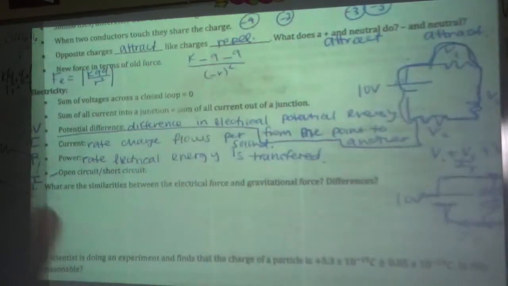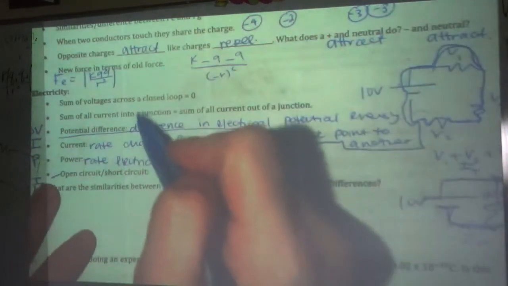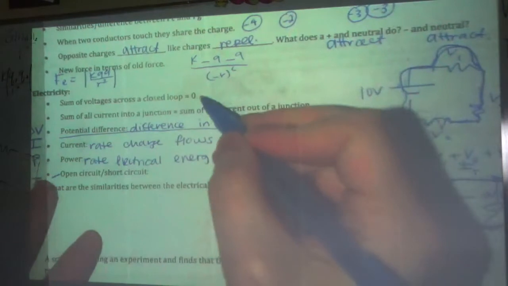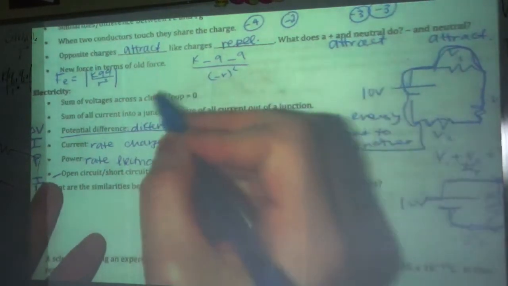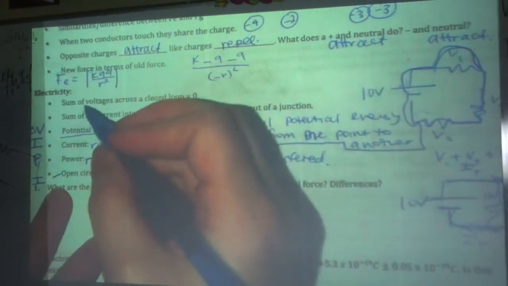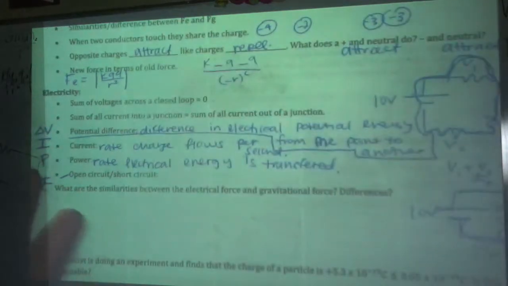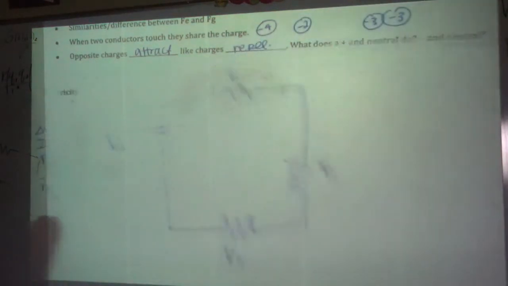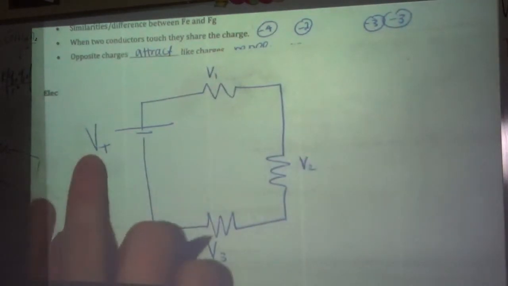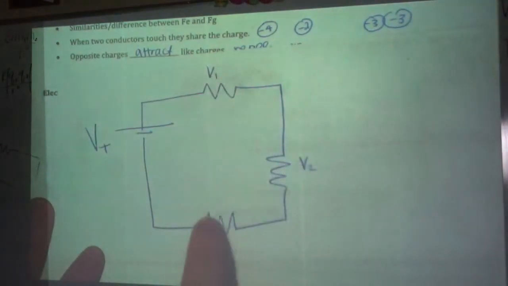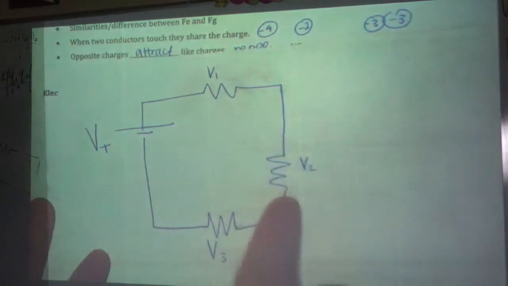Alright, our need-to-knows for electricity. These two laws are super important: Kirchhoff's laws for voltage and current. The sum of voltages in a closed loop adds up to 0. An example of this would be a series circuit, where I have a total voltage, and then each resistor has its own voltage drop, V1, V2, V3.